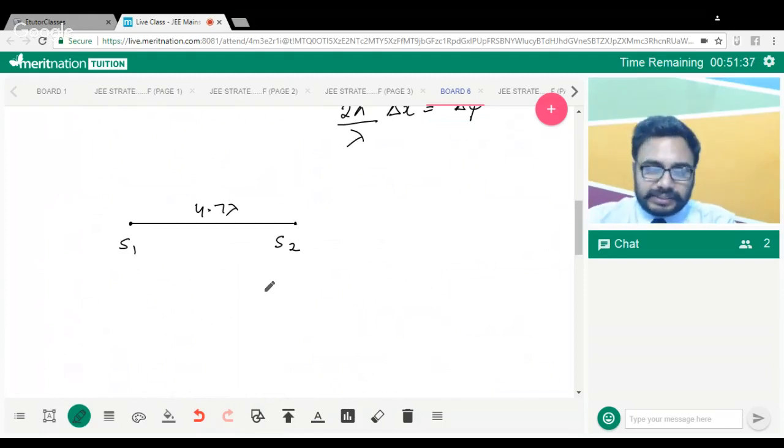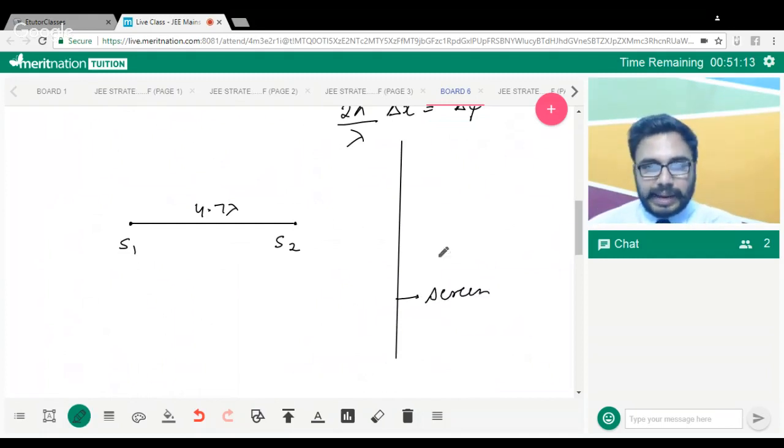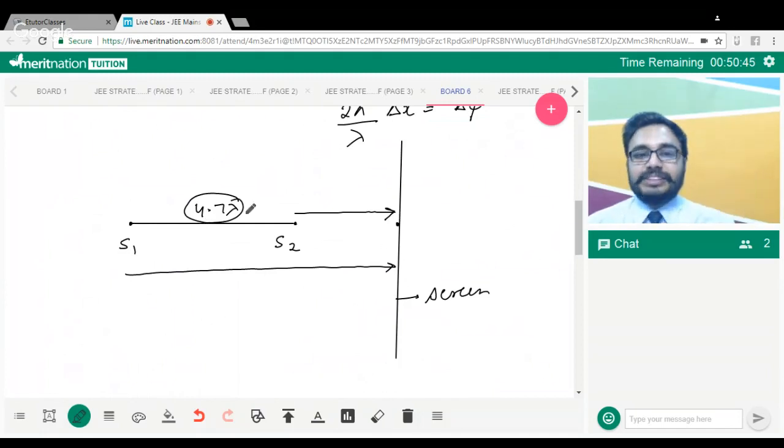So what do we understand by path difference? First of all, we should understand this. Let's say we are having a screen placed here. The path difference tells us what distance one ray has moved as compared to the other ray. I'm talking about this point, which is in the plane of S1 and S2. One ray is coming from S2 to the screen, another ray is coming from S1 to the screen. If they both are meeting at this point, the ray from S1 has covered 4.7 lambda distance more as compared to S2. So the path difference between them at this point is equal to 4.7 lambda.